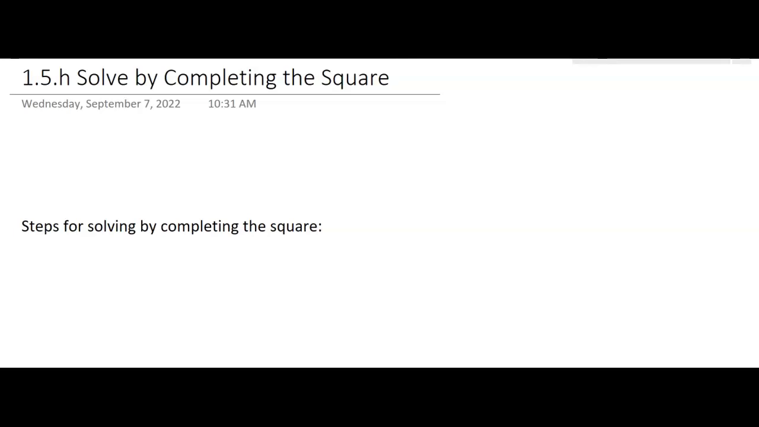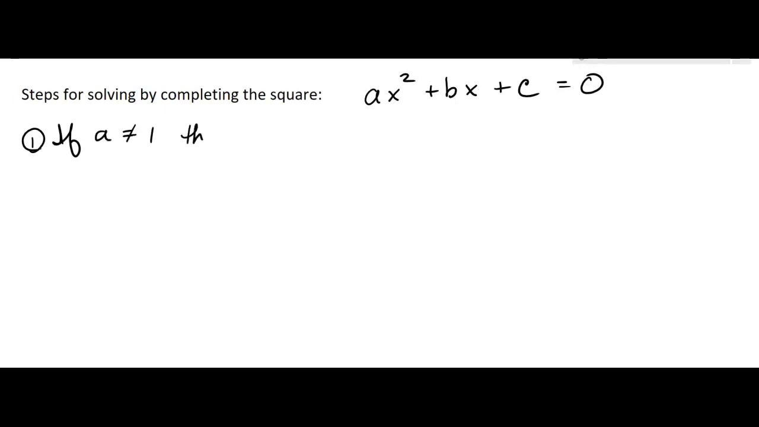Okay, so here are some steps for solving by completing the square. Let's say we have ax squared plus bx plus c equals 0. Step 1. If a is not 1, then divide everything by a. So you would just divide each of them by a, okay? Our first example that I'm going to show in this video, a is 1. In the next one, I'll show you how to do that.